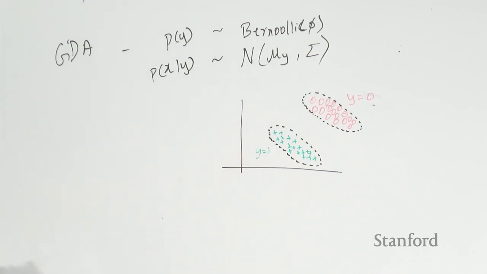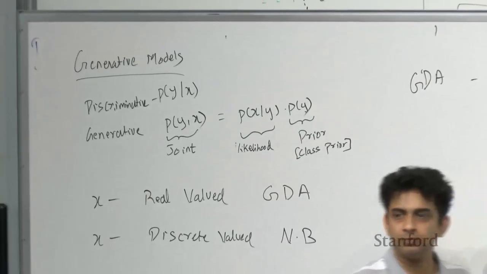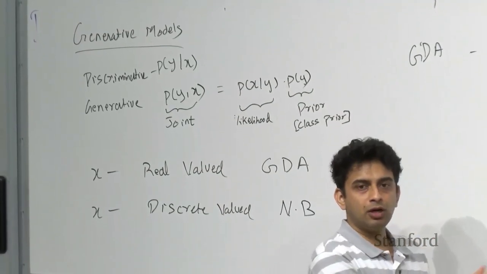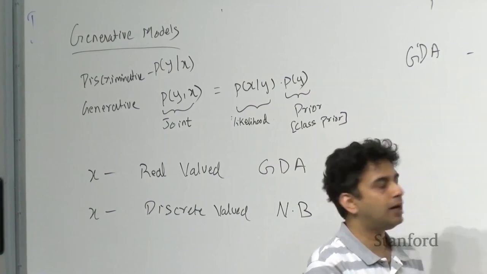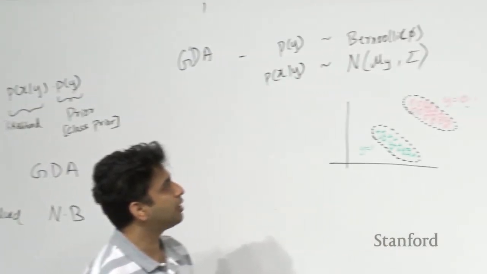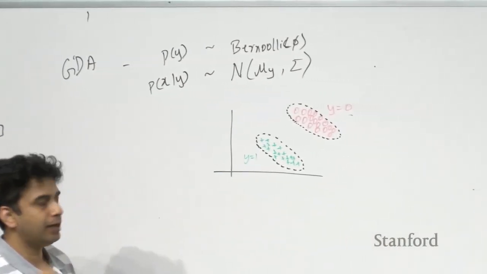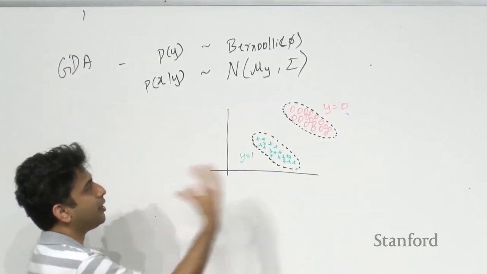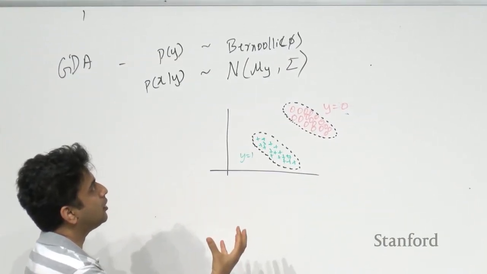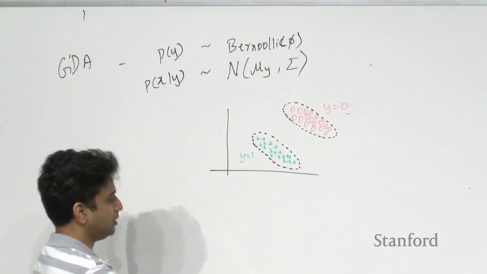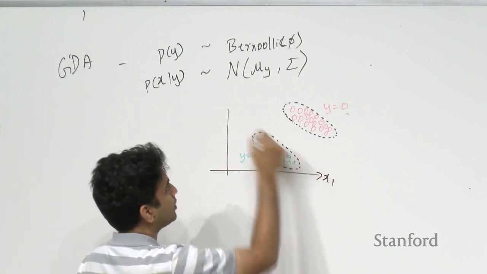So this is the picture to have in mind about GDA. Until we studied generative algorithms, we were not even visualizing x, so we would only focus on what y was. We would plot y and model y. But now we are trying to assign probabilities to x directly. So this is x1, x2.